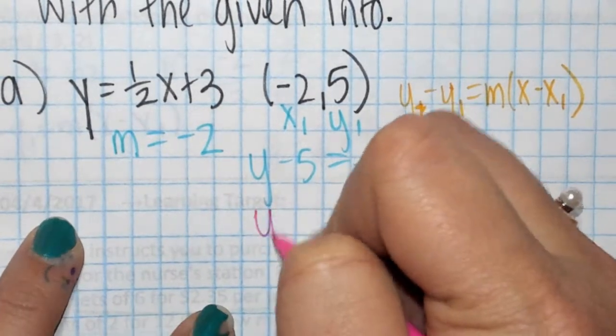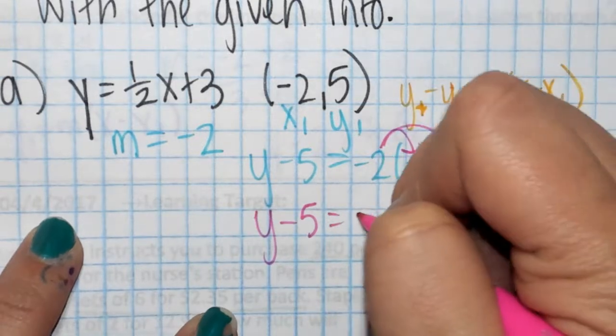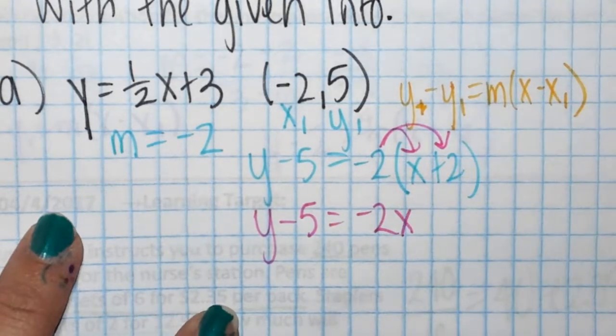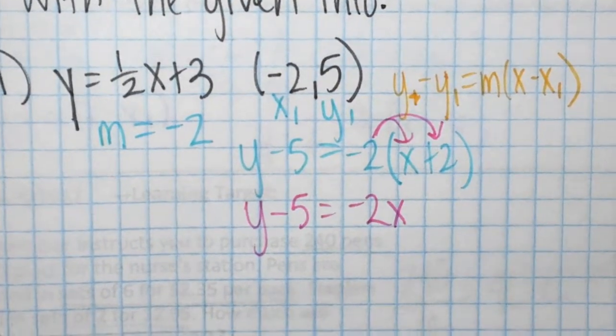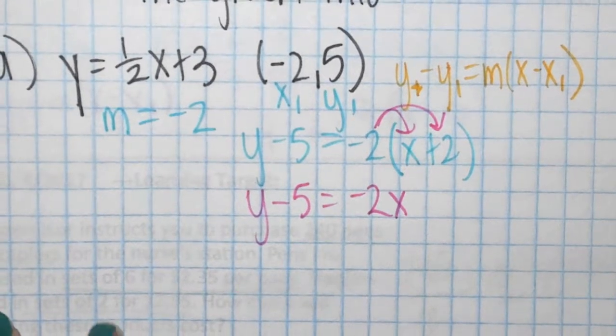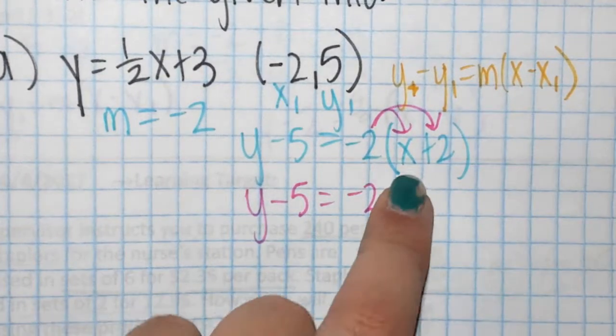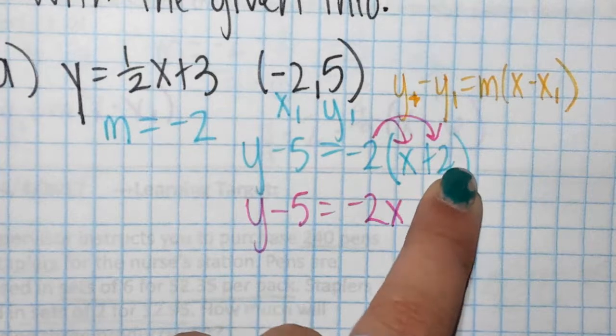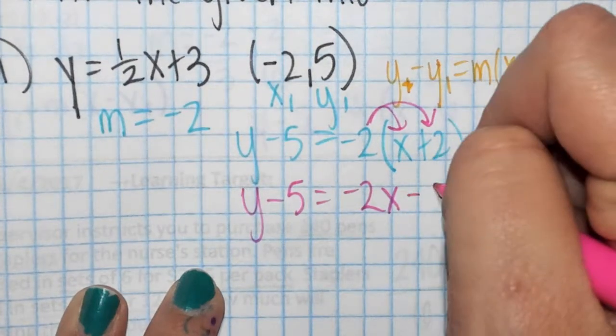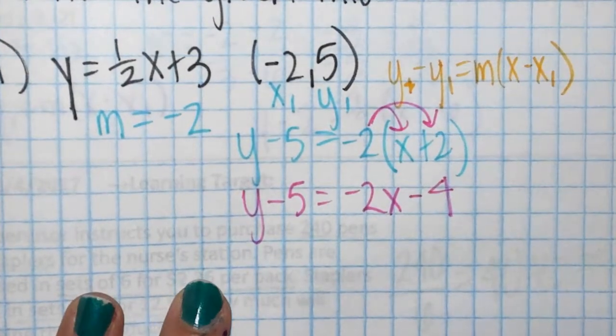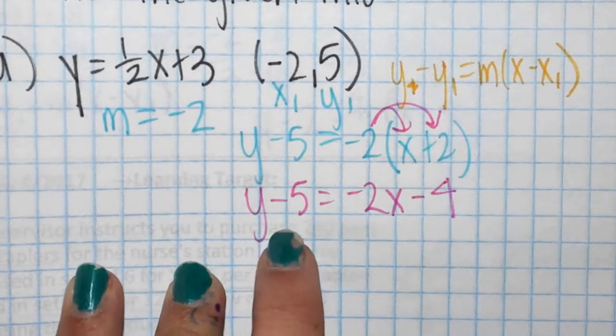So you have y minus 5 equals negative 2x. Where did I get the negative 2x from? You distribute. Yes, I distributed. Negative 2 times x, I multiplied. And then negative 2 times 2 is? Negative 4. There you go.